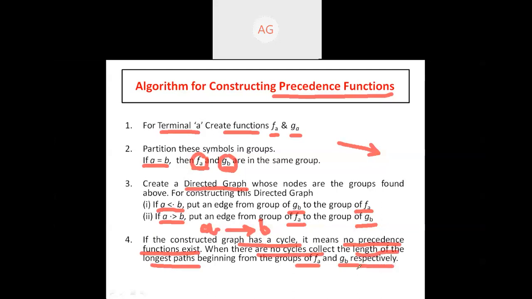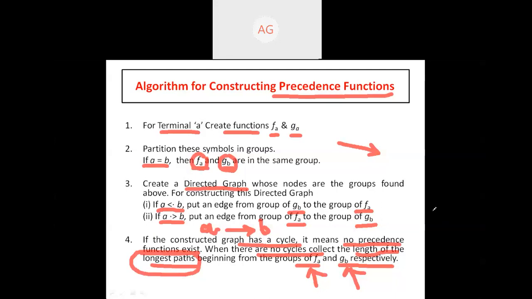If there is no cycle, then this algorithm has significance. We need to collect the longest path starting from fa and gb respectively, meaning we take two lengths, one from fa and the second from gb. And if there is a cycle, it means no precedence function exists. So these are the four steps of the precedence function algorithm. Just remember these steps.